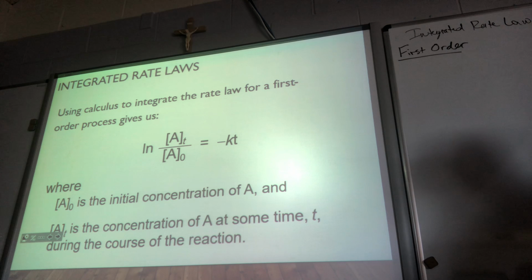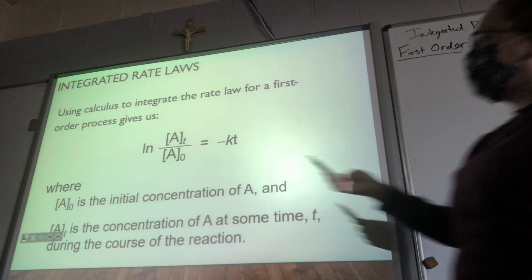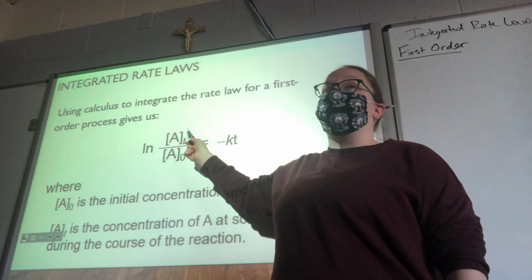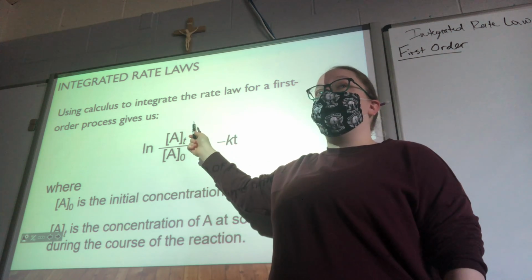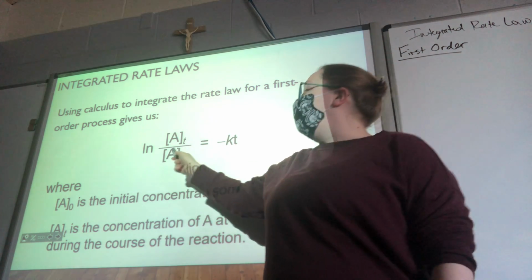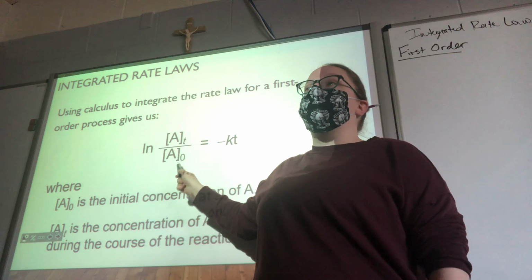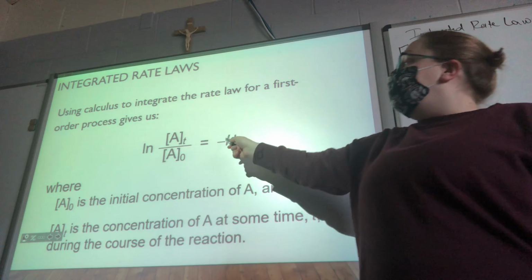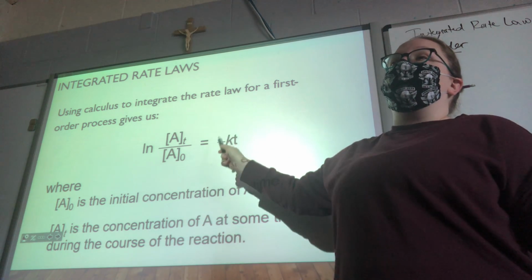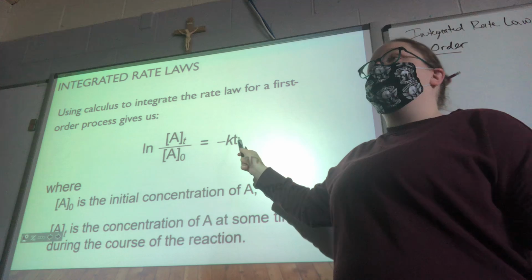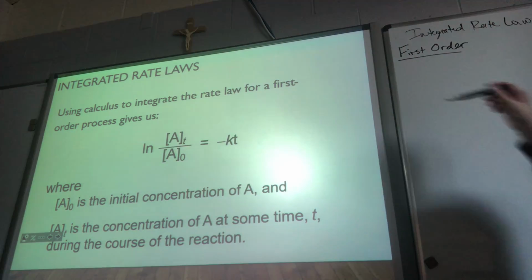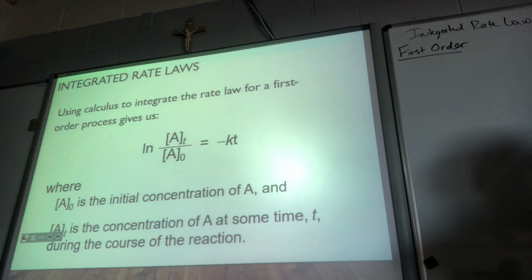For a first order process, we can derive that the natural log of the concentration at time point t, that's what A sub t means, so this is a concentration at a specific time point, divided by the concentration initial, that's what the little 0 always means, is initial, is going to be equal to negative rate constant times that specific time point you measured that concentration at. So this is the start of the integrated rate law equation.